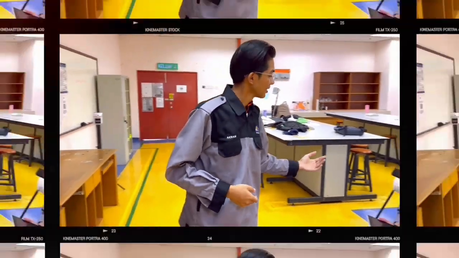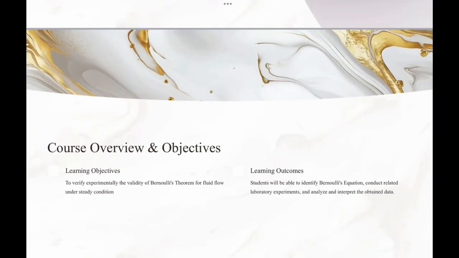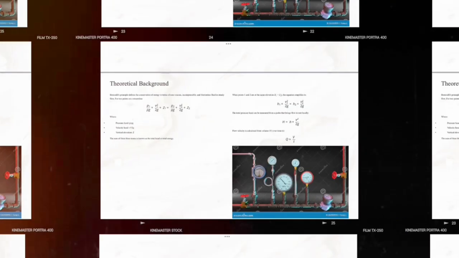Course overview and objective. Learning objective: to experimentally verify Bernoulli's theorem for fluid flow under steady conditions. Second, learning outcome: students will be able to identify the Bernoulli equation, conduct the related laboratory experiment, and analyze and interpret the obtained data. Let's go to the theoretical background.